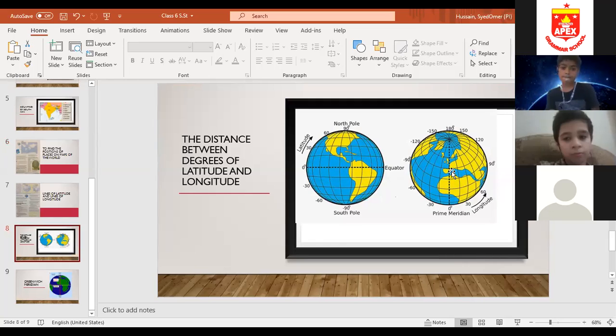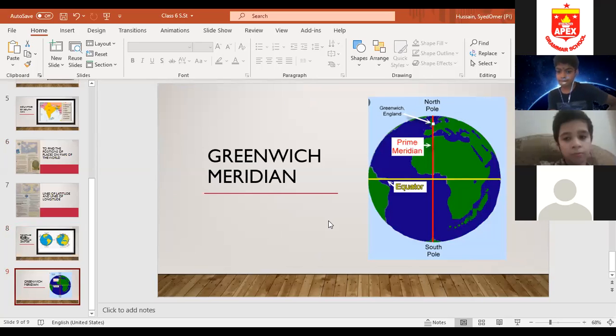So now lines of latitude and longitude on a globe. Once again, I want to discuss this Greenwich meridian. What is meant by Greenwich meridian? Basically, this line is called prime meridian. It is running at 0° longitude. You can match it with figure 1.3 of your books.